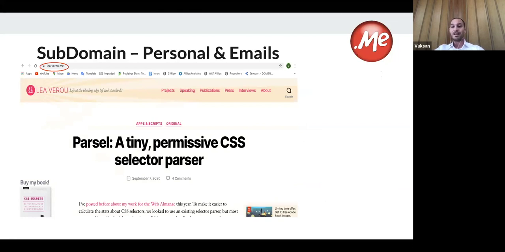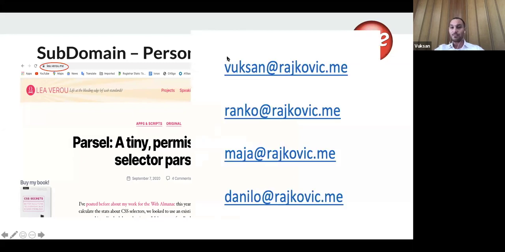Or you don't even have to create websites. I mean, it works equally well with emails. So if you want to separate your business email, which is, for instance, on .com, from your personal family email, which is, for example, on .me, you can do that as well. I did that for my family, and I have Vuksan at Rajkovic.me here for myself.